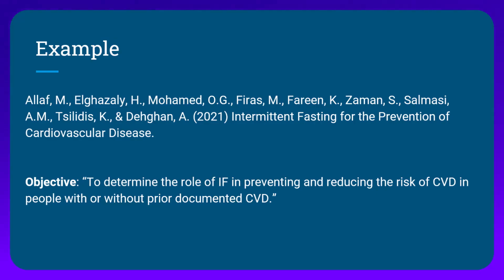On the following slides, I will run through an example from a published systematic review. We should start by considering the stated objective of the paper. It is written here, as taken directly from the article, to determine the role of intermittent fasting in preventing and reducing the risk of CVD in people with or without prior documented CVD. To consider the appropriateness and adequacy of what they will extract, it's important to start at this point.